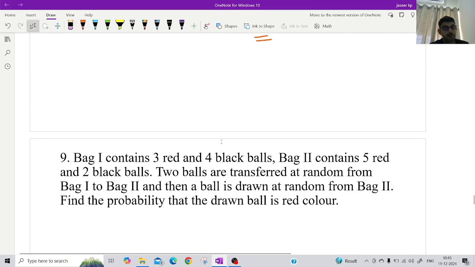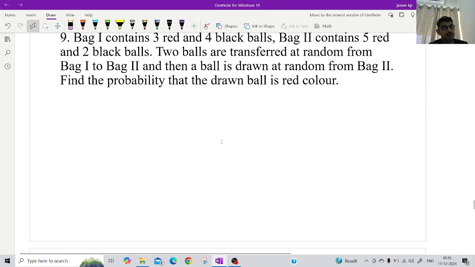Now the next problem. Bag 1 contains 3 red and 4 black balls. Bag 2 contains 5 red and 2 black balls. 2 balls are transferred at random from bag 1 to bag 2, and then a ball is drawn at random from bag 2. So we are drawing a ball from bag 2 after the transfer. Find the probability that the drawn ball is red.